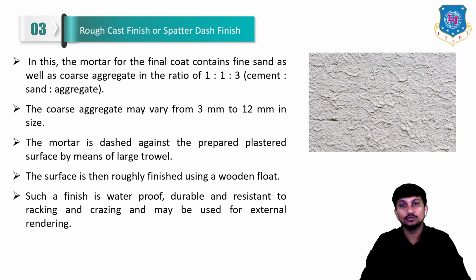In the above two types of finishes, only cement and sand is used. The coarse aggregates may vary from 3 mm to 12 mm in size. The mortar is dashed against the prepared plaster surface by means of a large trowel. The surface is then roughly finished using a wooden float. Such a finish is waterproof, durable, and resistant to cracking and crazing, and may be used for external rendering also.